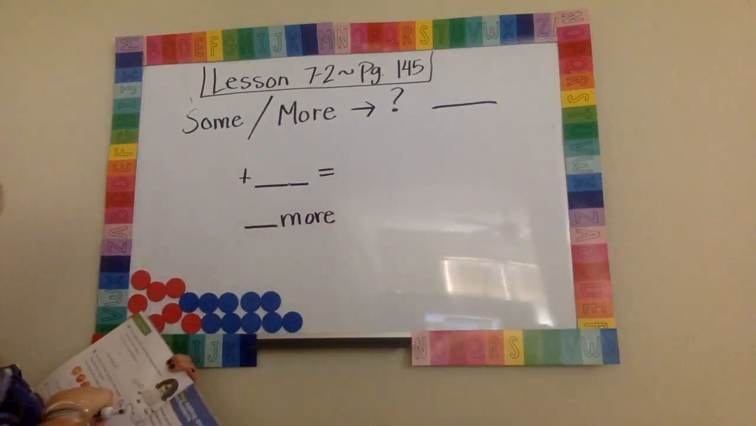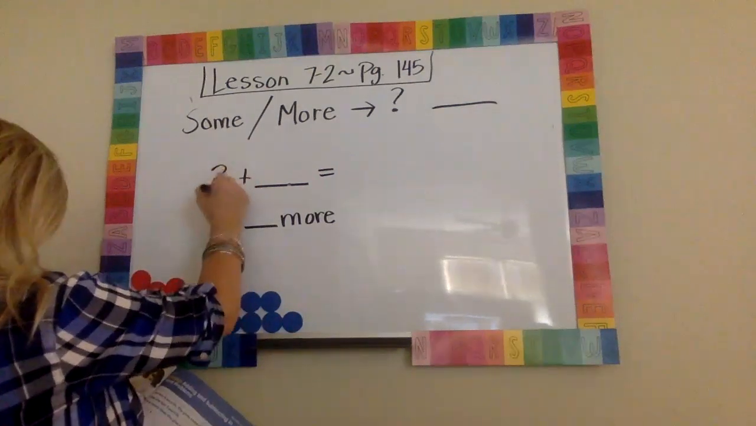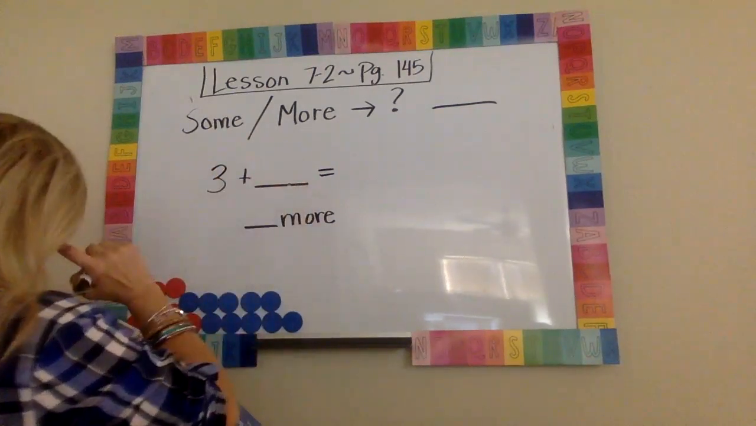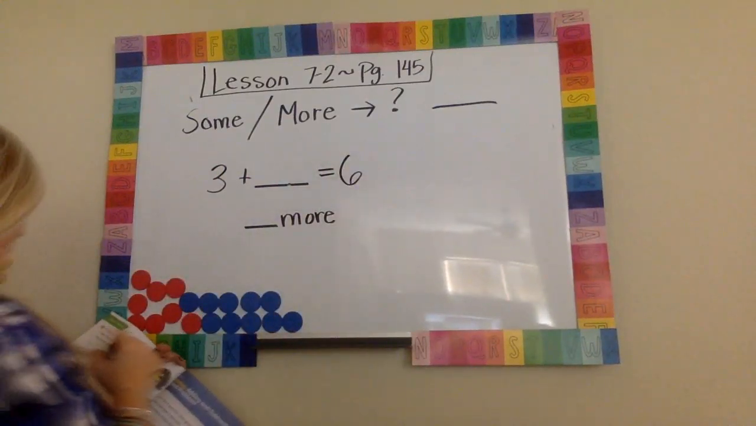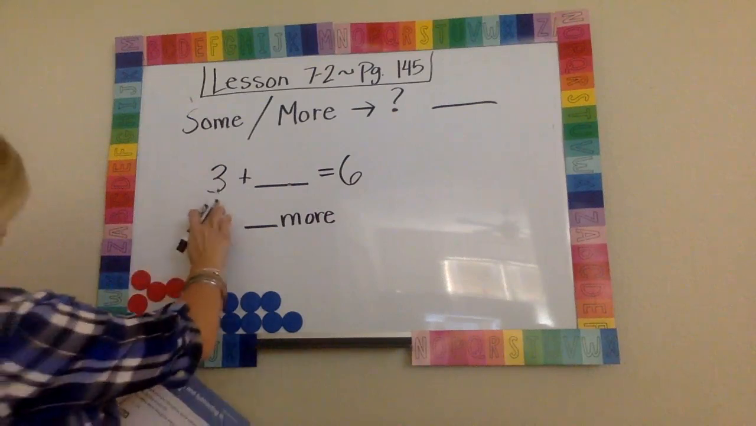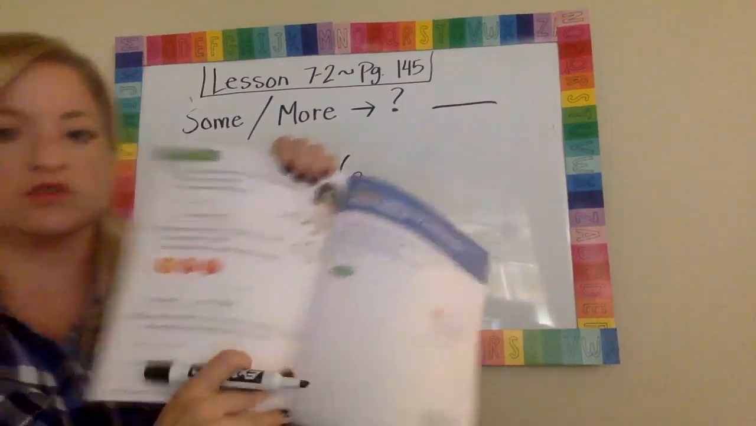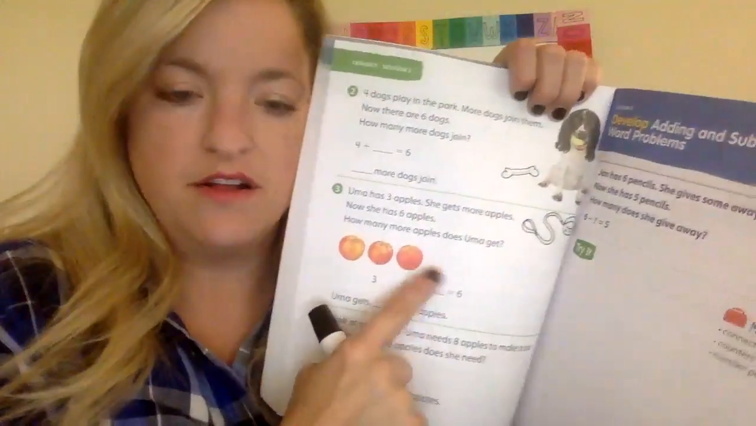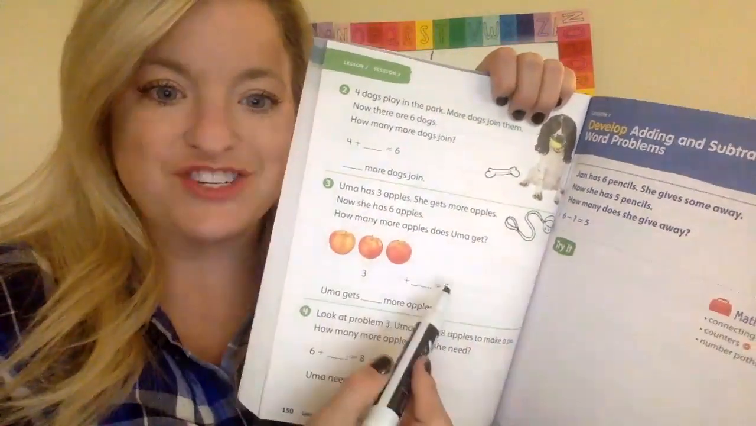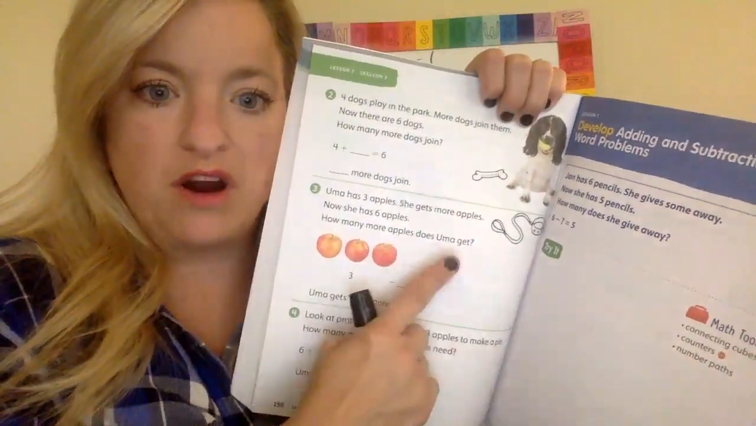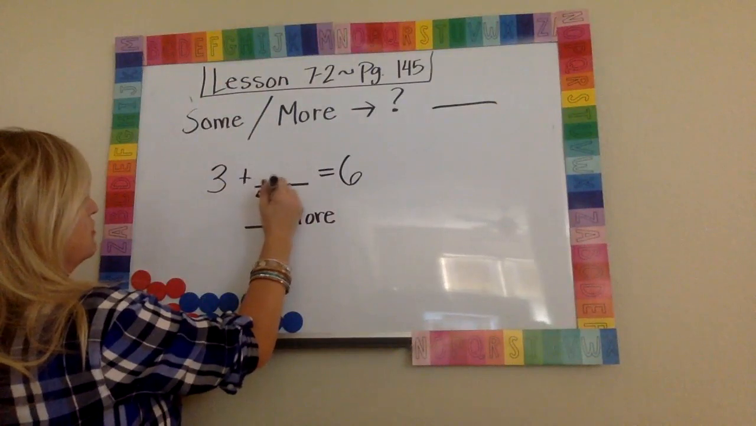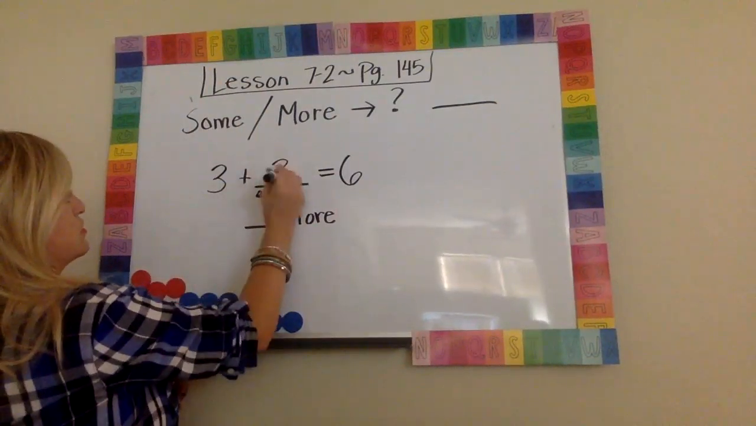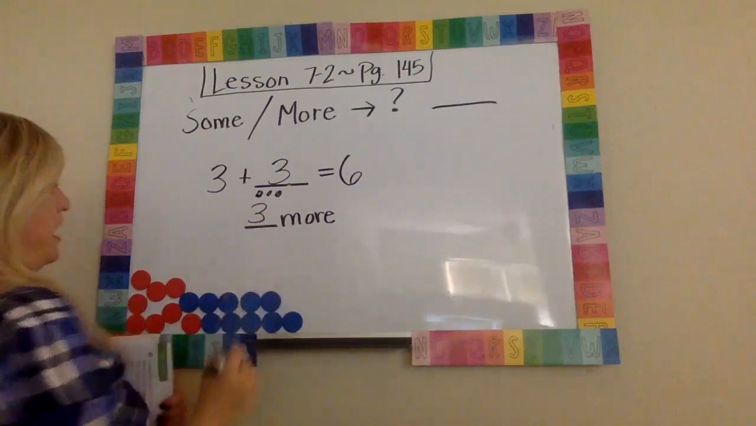All right, Uma has 3 apples. She gets more apples. We don't know how many. Now she has 6 apples. How many more apples does Uma get? 3. And you can also draw if you need to. So they give you 3. You can draw until you reach 6. 3, 4, 5, 6. I tap my finger 3 times. Remember that? 3, 4, 5, 6. 3 more apples.